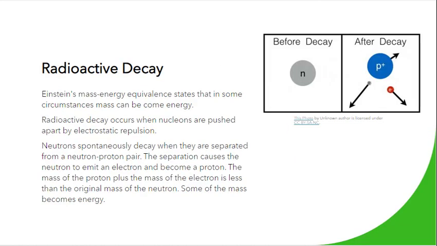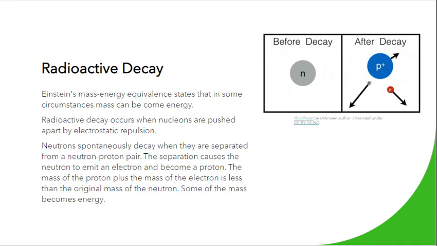And when you're talking about radioactive decay, we're going to dig a little bit backwards and think about Einstein's mass energy equivalence. And we're going to talk about mass becoming energy. Radioactive decay occurs when the nucleons are pushed apart by repulsion. So when those nuclei get so large that the nuclear force can't hold them together again, they start to come apart, spontaneously decay.